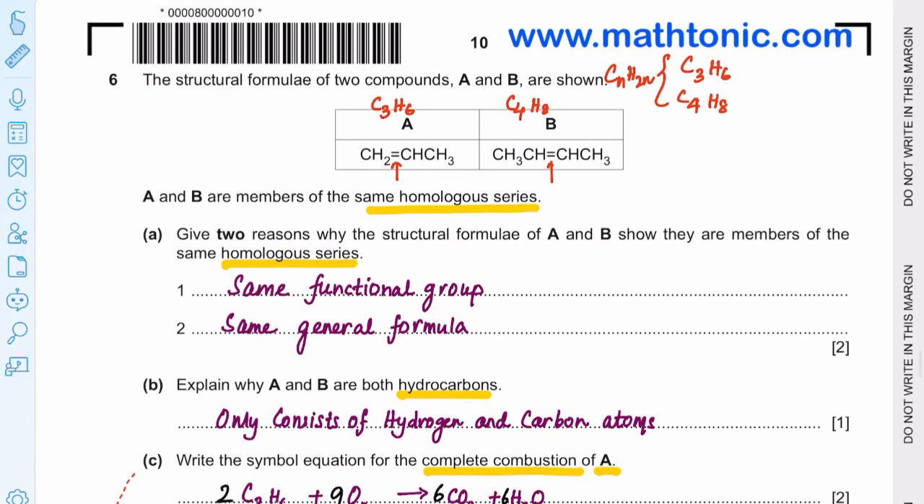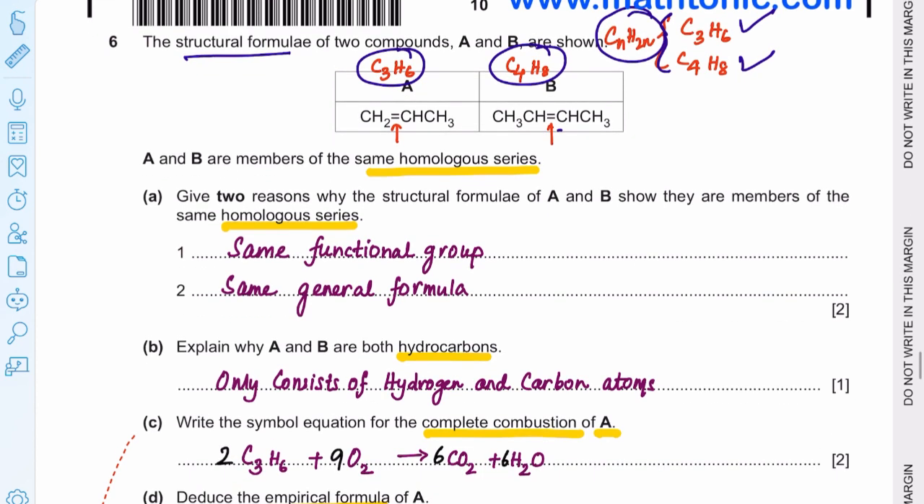This is from organic chemistry. The structural formulae of two compounds are given, CH2=CH-CH3. If I write it down, it will be 3 carbons and 6 hydrogens. CH3-CH=CH-CH3. If you write it down, it will be 4 carbons and 8 hydrogens, right? If you see this, C3H6 and C4H8, they come in one family, called the CnH2n family, or we can say the alkene family, if you remember, right?